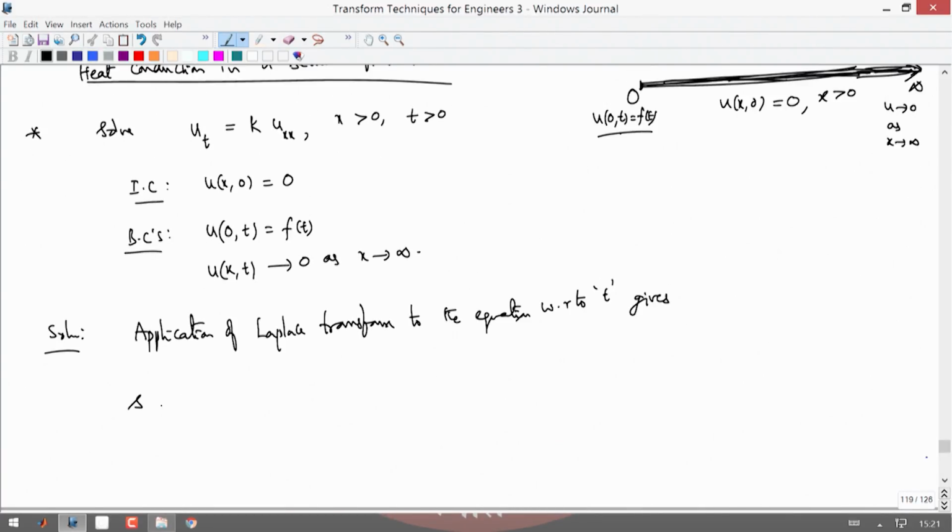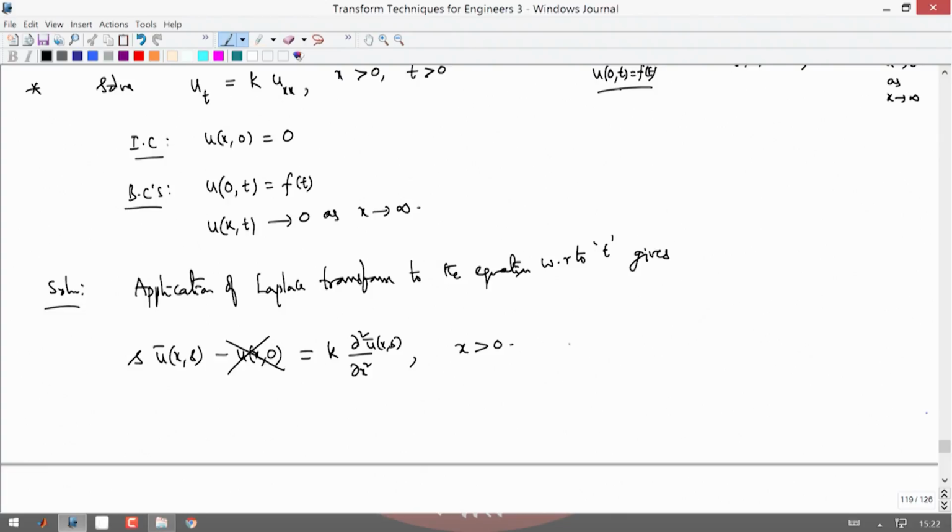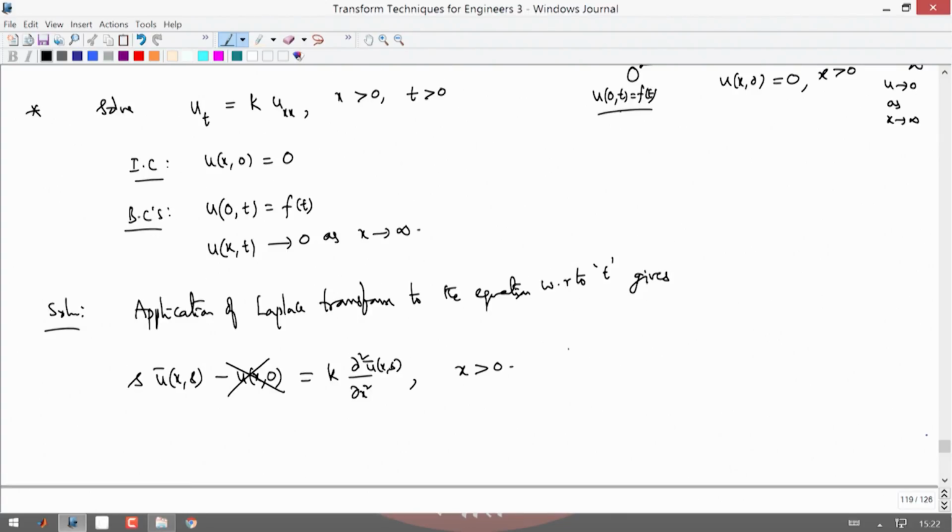this becomes s times u bar of x, s minus u at x, 0. So, u at x, 0 is 0. That is the left hand side, which is equal to k times u x x, that is del square by del x square of u bar, that is simply u bar of x, s. So, this is for x positive. The t variable has gone to the s variable, which is actually a complex variable. This is the equation it has become.